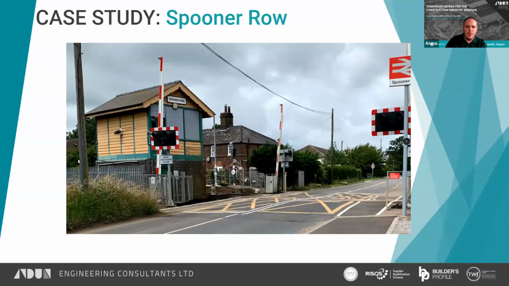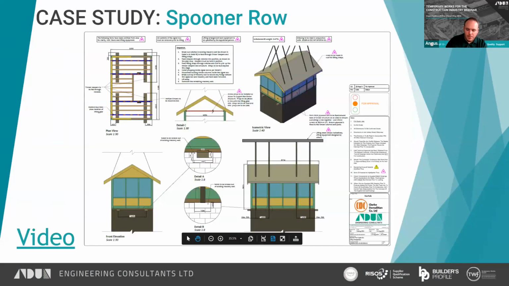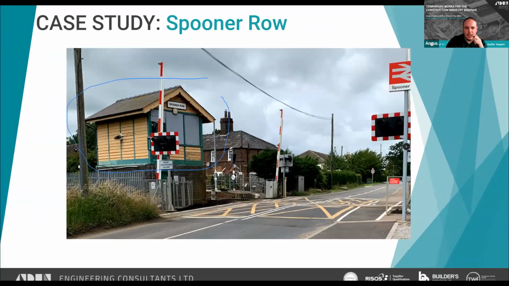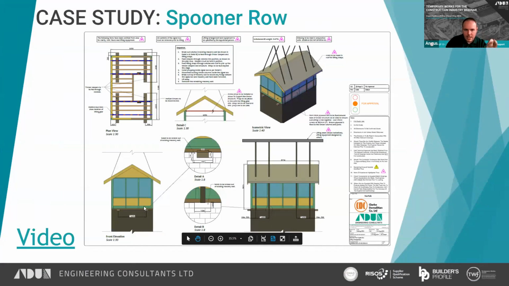The next one, Spooner Row. I think I've done a mini presentation on this one previously, but again, talking about the load paths in this one. So that's the signal box, and we needed to save this bit here, which has now made its way to the North Norfolk Preserved Railway, where they're going to build a new brick base and restore it all to its former glory. Again, a simple structure, but by understanding how the structure currently works, you can come up with a simple method for actually lifting this bridge out in one piece.